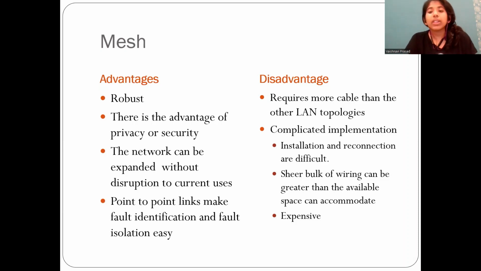Disadvantages are that it requires more cable than other LAN topologies. By the figure itself, we can understand that a lot of cabling is required for the mesh topology, and hence it has a complicated implementation. Installation and reconnection are difficult. Sheer bulk of wiring can be greater than the available space can accommodate. If the space is small, but we have to go for a bulk of cabling, which is hard, and hence it is very expensive.